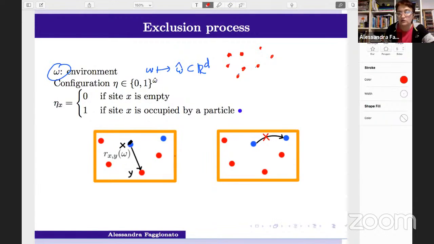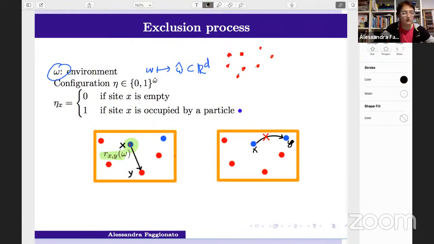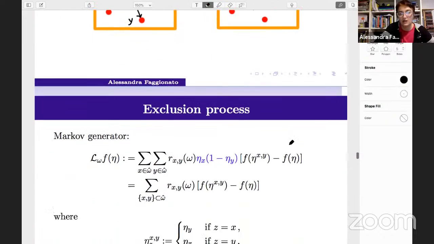So let us focus on this particle in x. This particle waits at a certain moment, with the probability rate given by r_xy, and attempts to jump to the site y. If the site y is empty, then it jumps. But as in this other case, if the site y is occupied by a particle, the jump is suppressed. Okay, so this is the exclusion process.